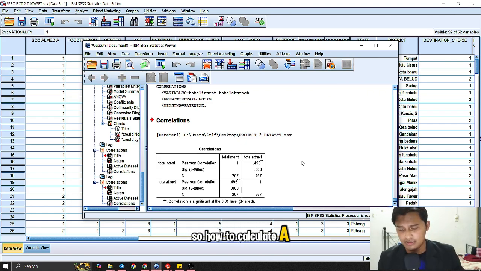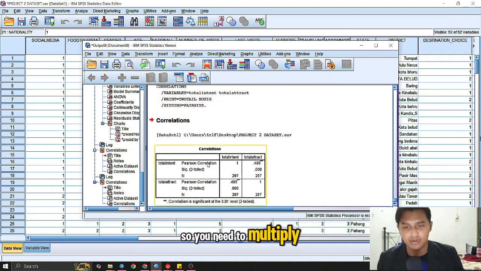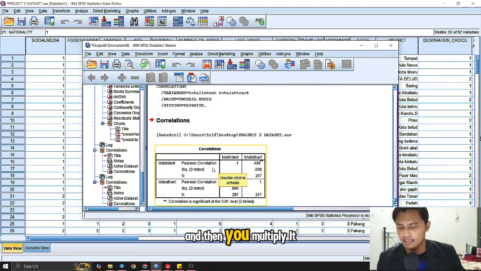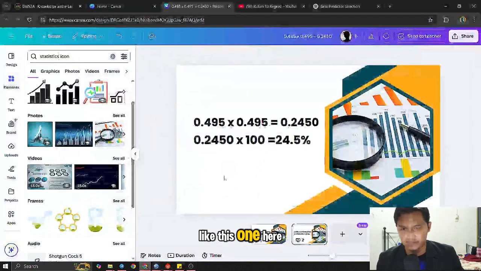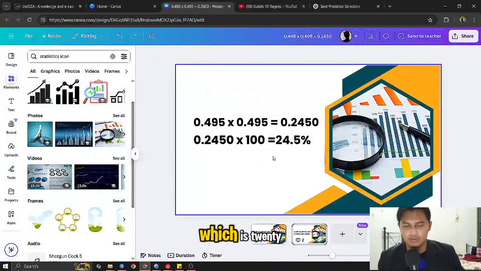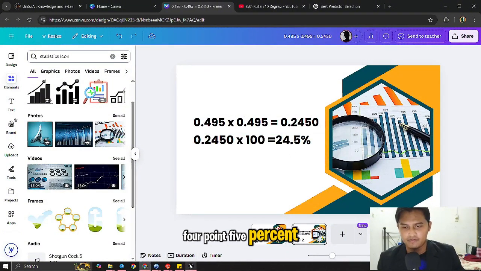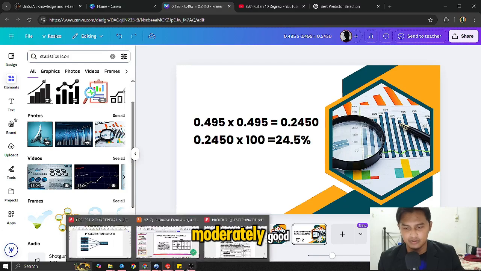So how do we calculate the coefficient of determination? You need to square the R value. The R value is the Pearson correlation here, so 0.495 is the R value. You need to square it, and then you multiply it by 100 to get the percentage of variance, like this one here. So this is the result, which is 24.5%, which is quite good and moderately good.